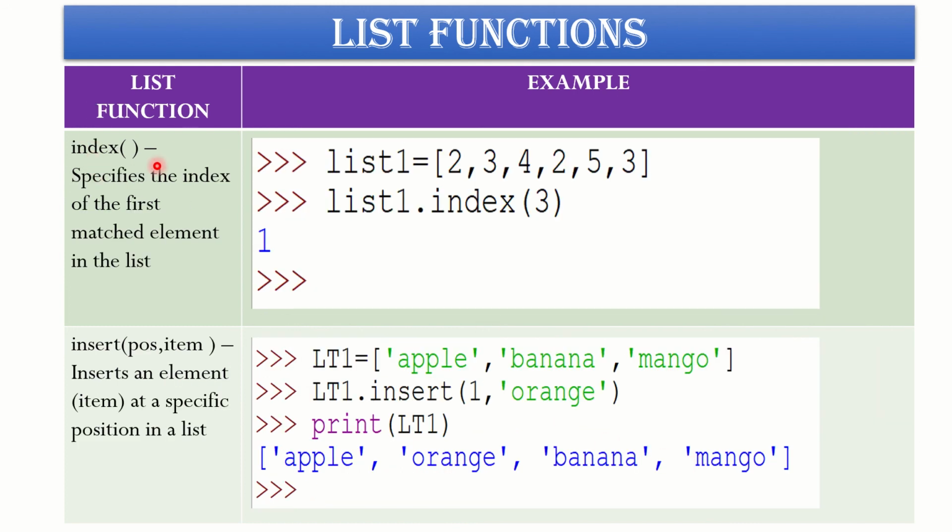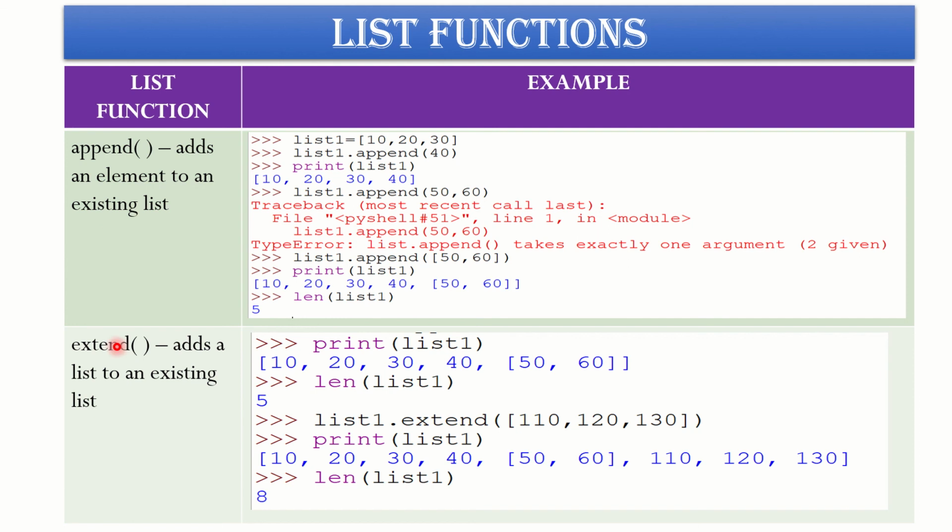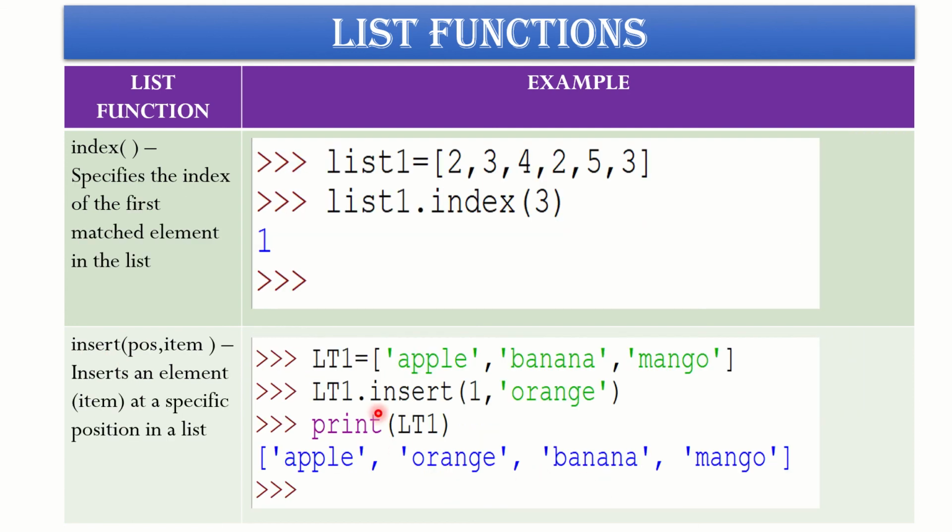Now, the index function will specify the index of the element if it exists in the list. So if I am trying to find the index of the number 3 here, this was going to return the index position 1 here. I can also insert an element in a list. If you see here, append and extend will add elements to the end of the list. But if I want to add somewhere in between, I can do that using the insert function. This will take two arguments, the position at which the element has to be inserted, and the specific item or element that has to be inserted.